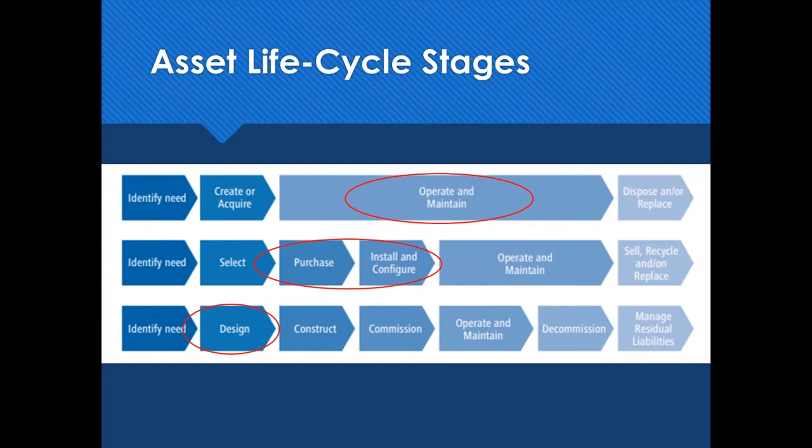The reason why I highlighted the three things here, design, purchase, install and configure, and operate and maintain, is that they are the common factors that go with any type of asset lifecycle stage, right? Either you need to design by yourself, or you need to acquire or procure it from somebody, or you need to install and configure, and last but not least, operate and maintain is one of the common themes across any type of lifecycle stages.